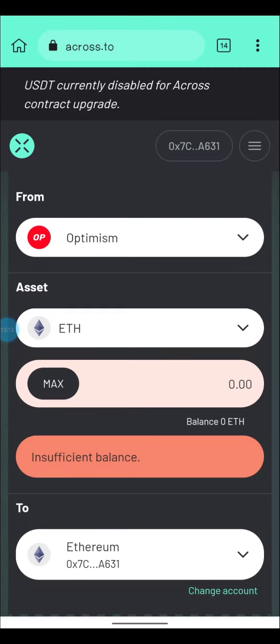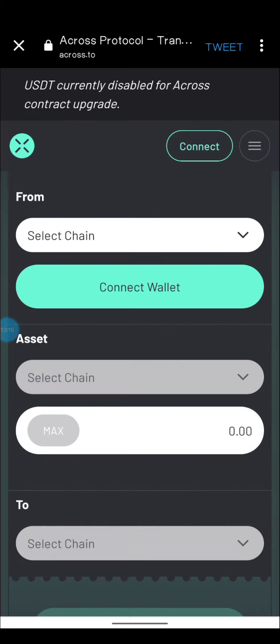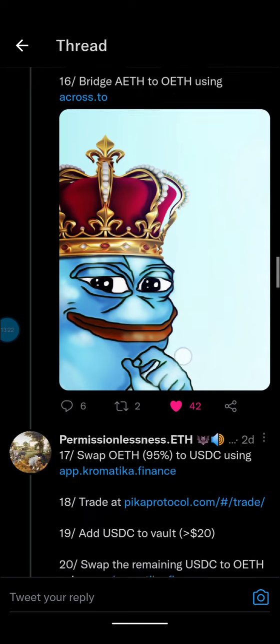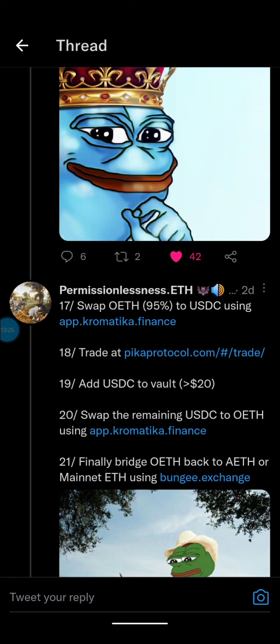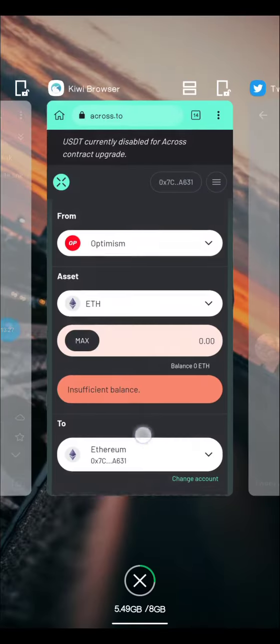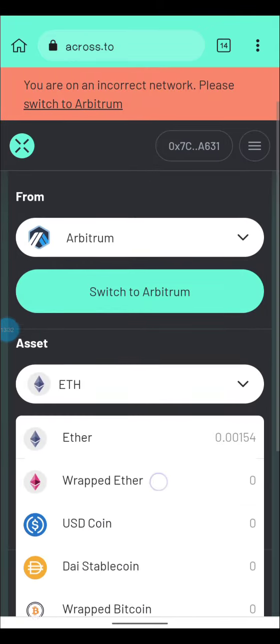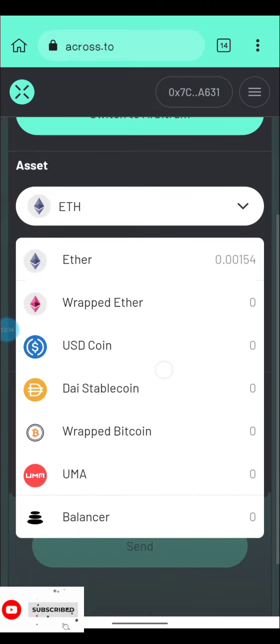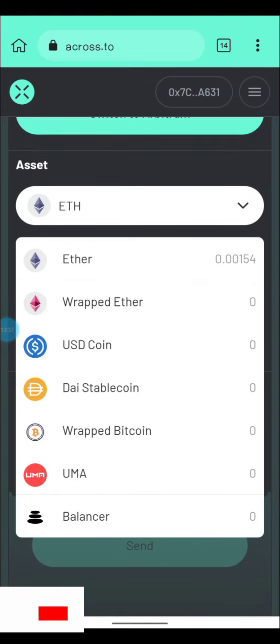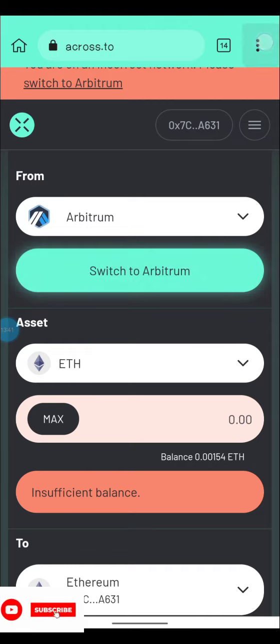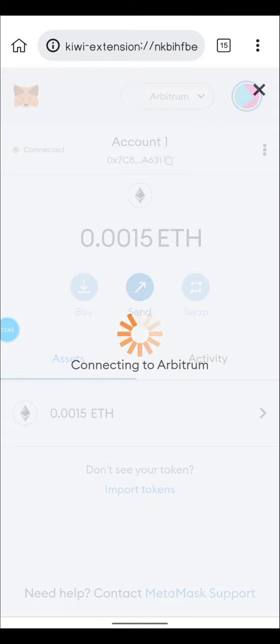We are now having Arbitrum. Then on Across, we are swapping from Arbitrum to Optimism. Oh, I have to switch to Arbitrum. So we are going to swap from Arbitrum to Optimism using this.